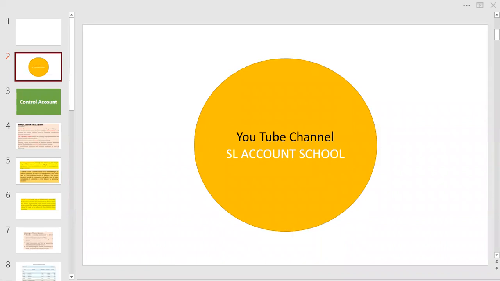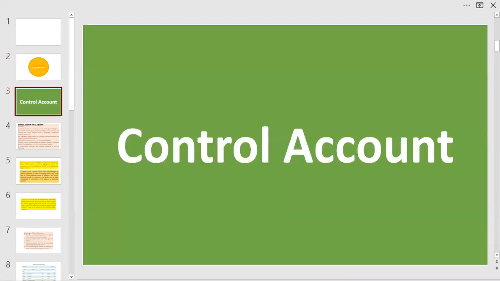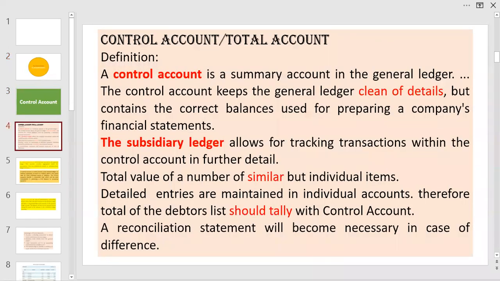Today's topic is control accounts. A control account is also known as a total account. It's a summary account kept in the general ledger. Since this is a summary account, it is free of details, thereby relieving the general ledger from the load of activities.